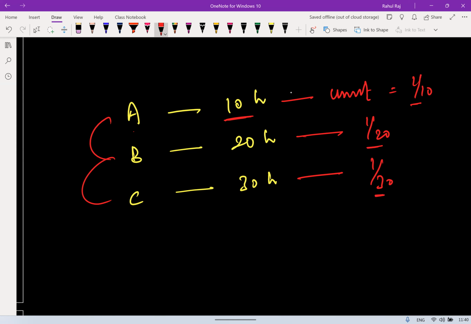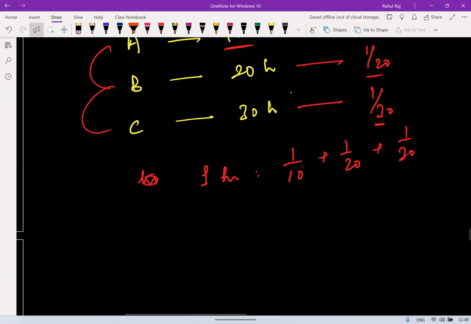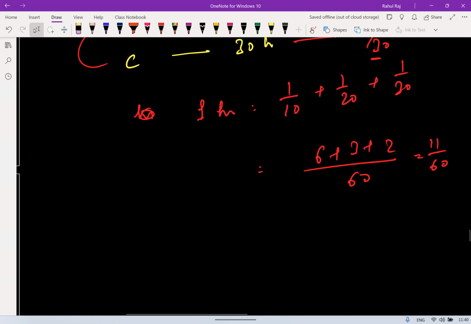So in 1 hour A plus B plus C will finish how much work? 1 by 10 plus 1 by 20 plus 1 by 30th of the work. That is nothing but, let's say 60. This is 6, this is 3, this is 2. That is 11 by 60th of the work in 1 hour they'll finish. So total time taken to finish the work will be how much? 60 by 11. It will finish in 5.5 hours.